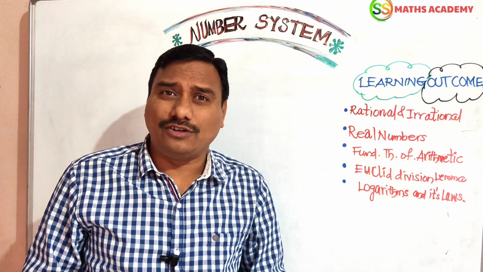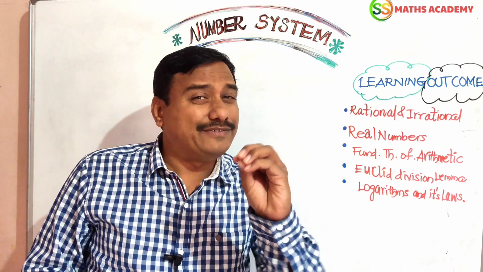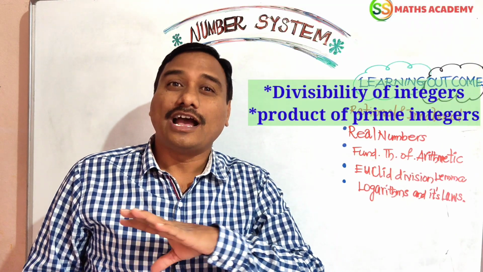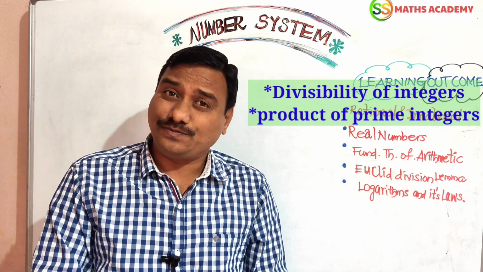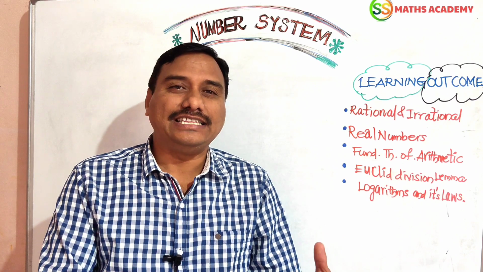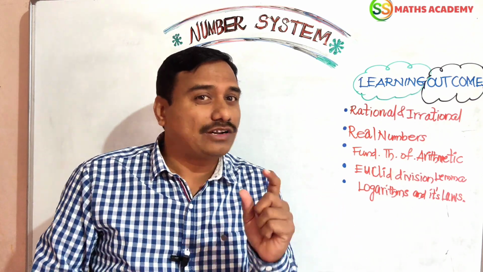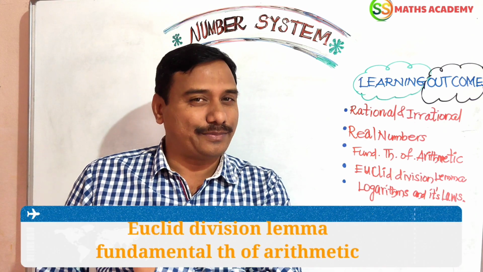In this chapter we focus on the divisibility of integers, and how to express a positive integer as a product of prime integers. To do this, we begin with two main operations: Euclid division lemma and the fundamental theorem of arithmetic.